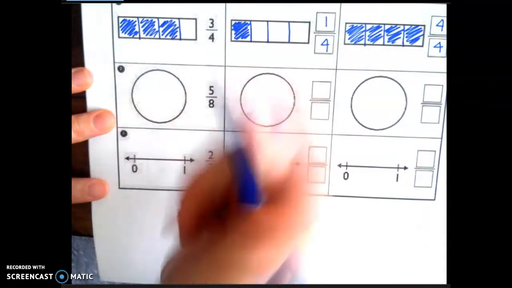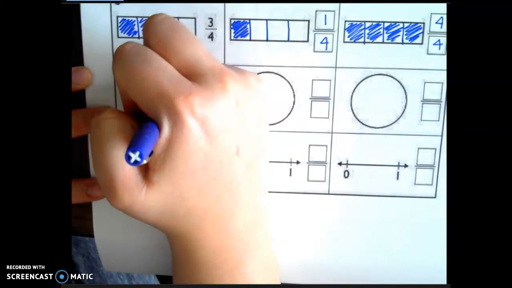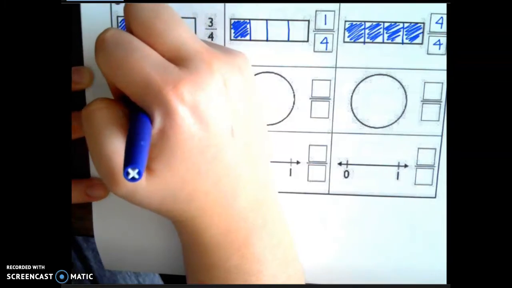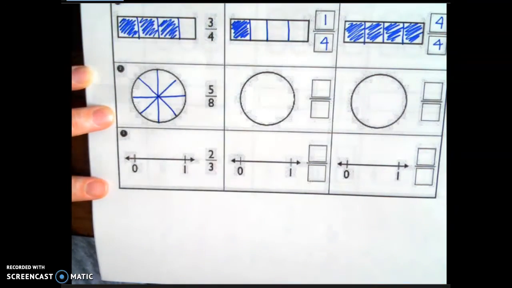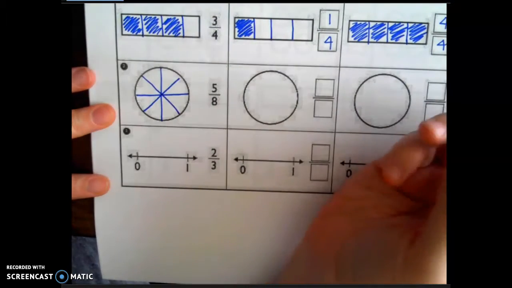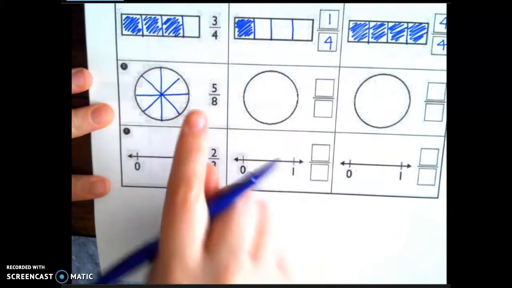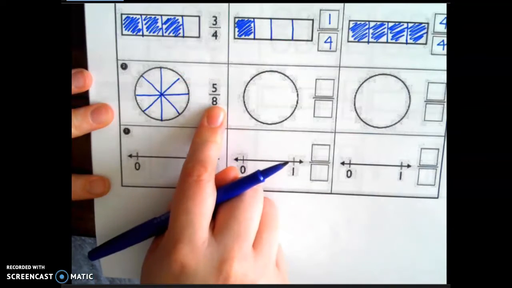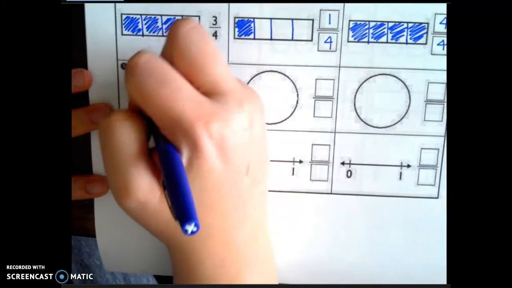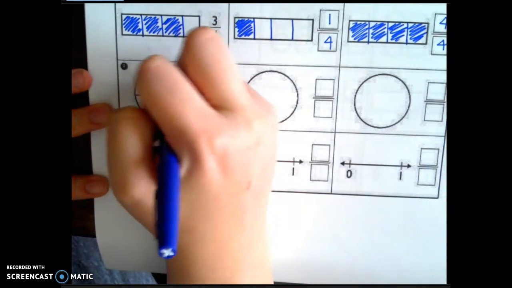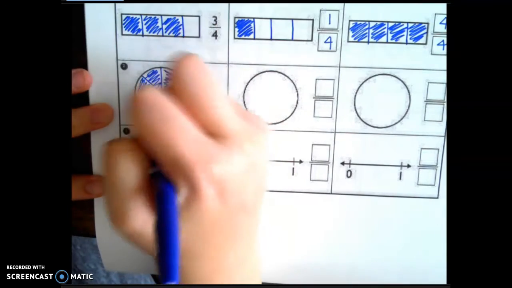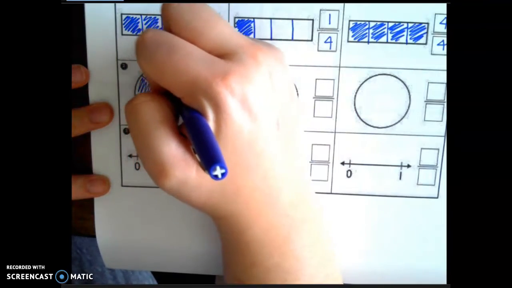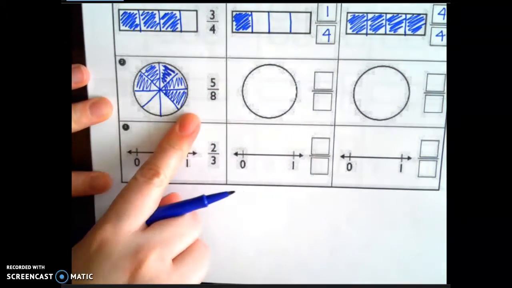Okay, so here's 5/8. And remember, when you're making this, I want you to make it as even as possible. Again, I'm human and I'm not going to be able to make it perfect, but I'm going to try to do my best, okay? 5/8. I want to shade 5 of my 8. I have 8 pieces, 1, 2, 3, 4, 5, 6, 7, 8, because the denominator of my fraction is 8. 1, 2, 3, 4, 5. Okay? So when I ask you to shade, you don't have to shade perfect. This will do just fine, okay?